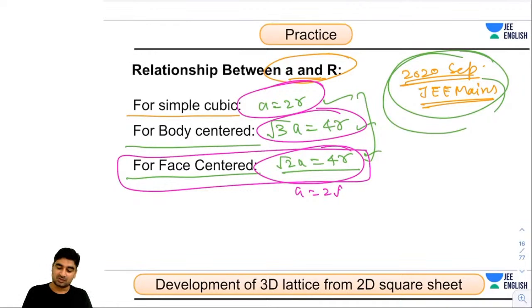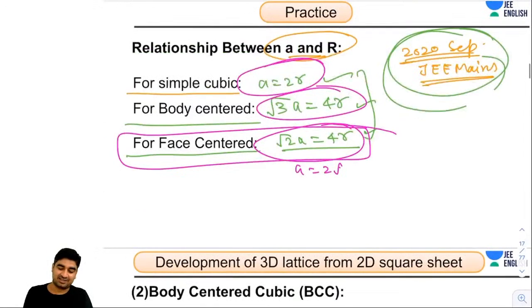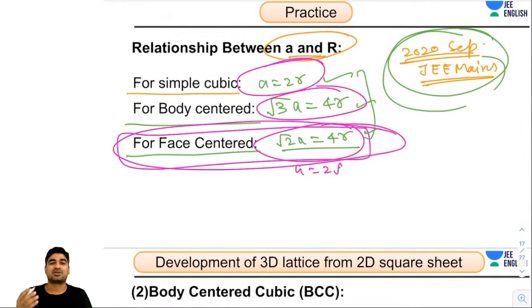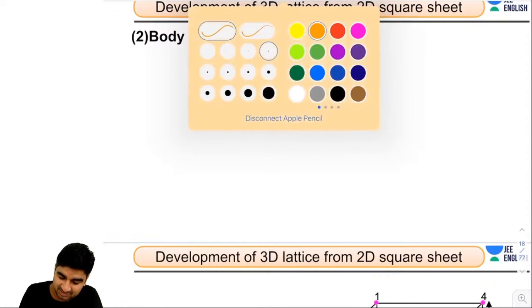Okay, guys. So now let's move to development of 3D lattice from 2D square sheet. No, it is not wrong. Wrong means I have not taught this. I intentionally asked this question because face centered I will be taking today only. I just covered simple cubic and body centered in my previous class. So body centered I am revising, guys.